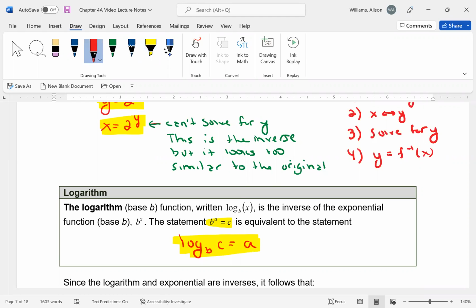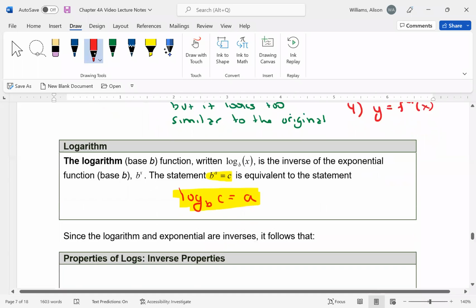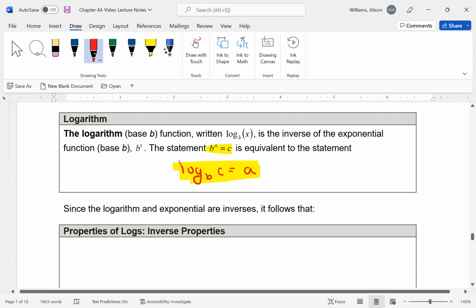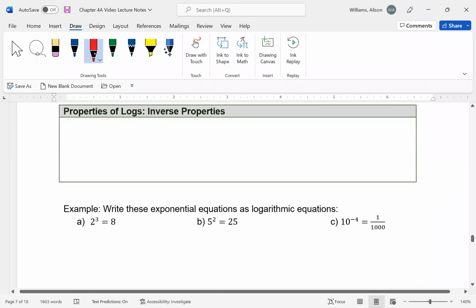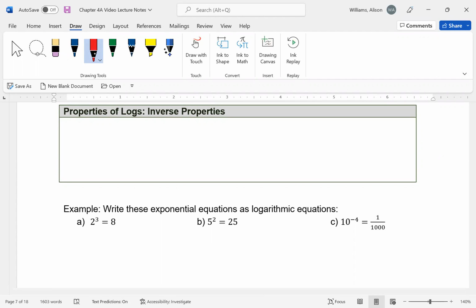So before we write the properties of logarithms, which are the inverse properties, I want to practice rewriting an exponential statement as a logarithm and vice versa. So we're going to jump to the next example. We'll come back to the properties in just a second. So let's rewrite these as logarithms. So as a logarithm, this is log base 2 of 8 equals 3.